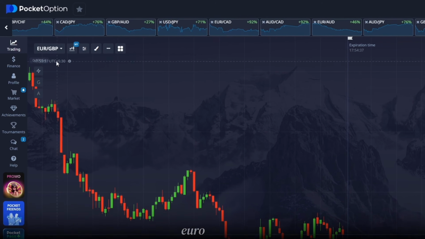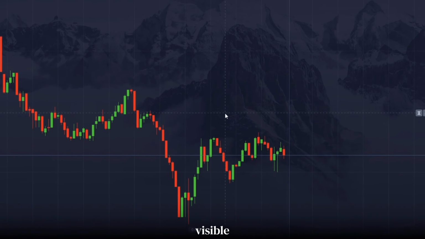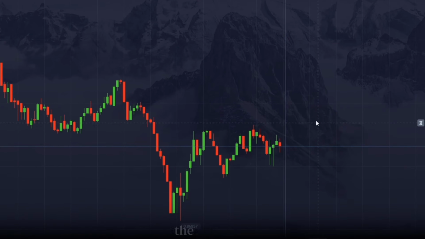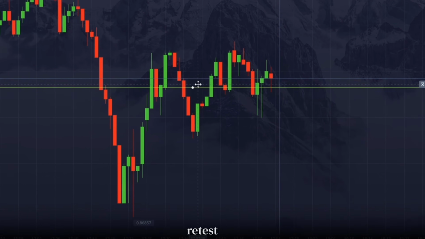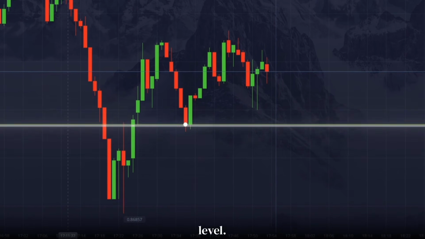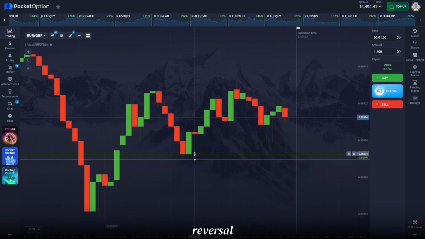Currently, I am watching the Euro British Pound chart and I can see clearly visible support and resistance which can be used for a reversal trade. So let's first mark the zone and then we will wait patiently for the price to retest the same zone. So let's draw this support level. It's a clearly visible support that can be used for a reversal trade.